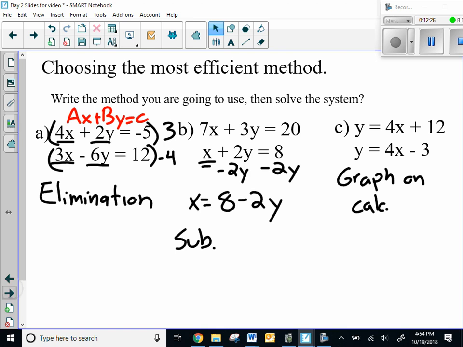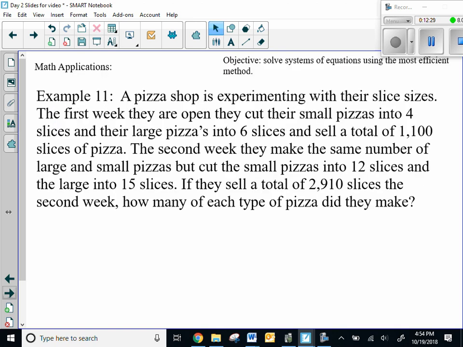So these word problems, we look at example 11. It says a pizza shop is experimenting with their slice sizes. The first week they're open, they cut their small pizzas into 4 slices, their large pizzas into 6 slices, and sell a total of 1,100 slices of pizza. The second week, they make the same number of large and small pizzas. That's very important. But cut small pizzas into 12 slices and large into 15. If they sell a total of 2,910 slices the second week, how many of each type of pizza did they make?